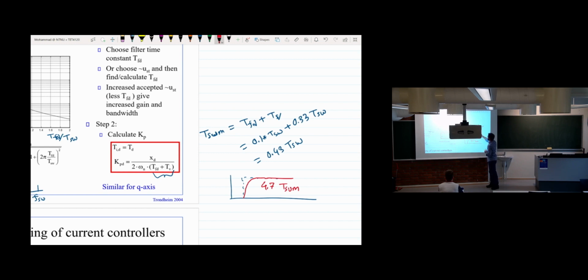And here T sum depends on the switching period. This means if you reduce this value, the switching time period, you are increasing the switching frequency, right? So if you reduce this TSW, you are increasing FSW, the switching frequency. So if you increase the switching frequency, you can have a faster response from here. Any question here?